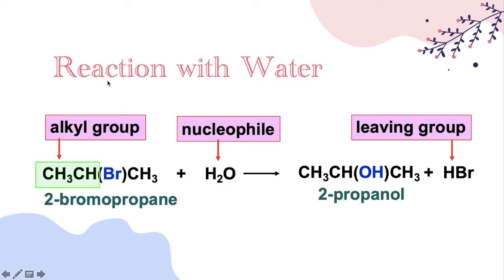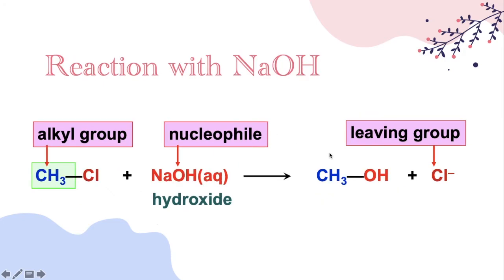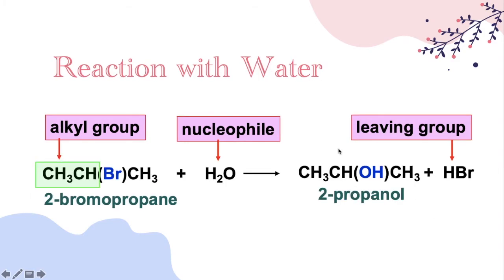For reaction with water, the nucleophile is water, but the product is the same as the reaction with sodium hydroxide. So OH will replace the halogen in the haloalkane. This is an alcohol. The product is an alcohol when you react a haloalkane with the nucleophile OH minus, and when you react it with water, the product is also an alcohol.